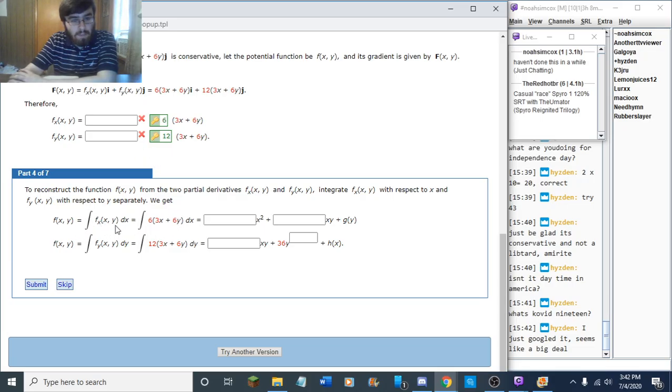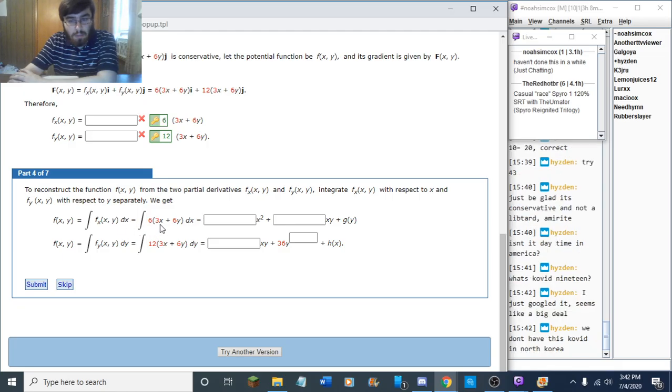So integrate f of x with respect to x, and then you integrate that with respect to x and integrate that with respect to y separately.